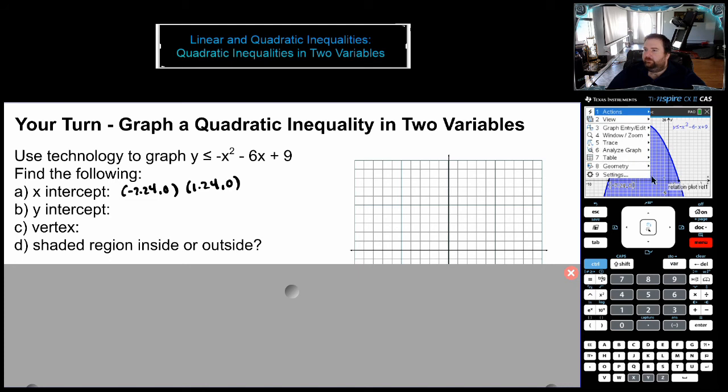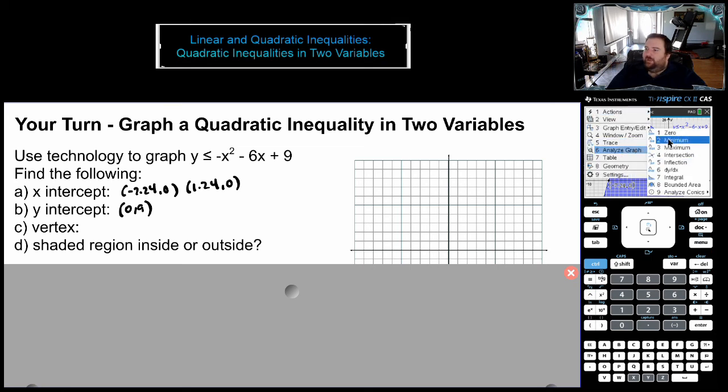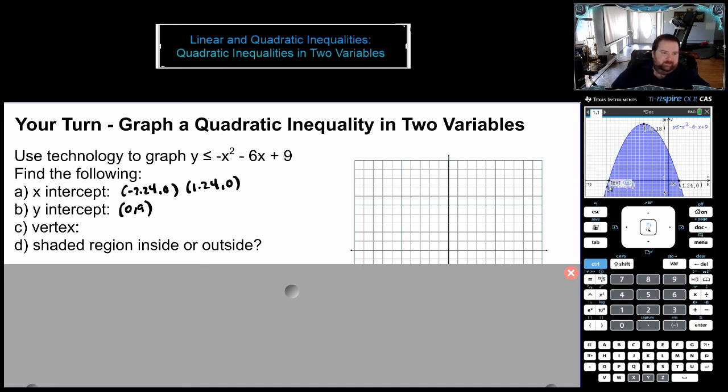Okay, what about our y-intercept? For the y-intercept, we're just going to do our trace feature. So graph trace, and we'll look for x equals 0, and there it is, 0 and 9. And now we need the vertex. So menu, analyze graph maximum, and it's negative 3 and 18. Shaded region inside or outside, it's inside. All right, so that's it for this question.